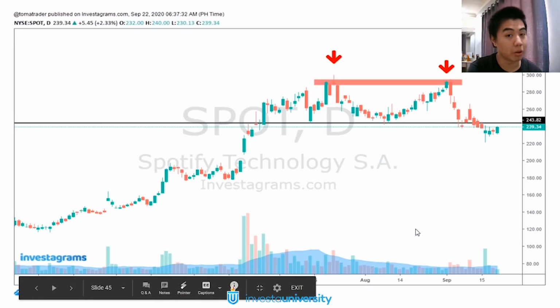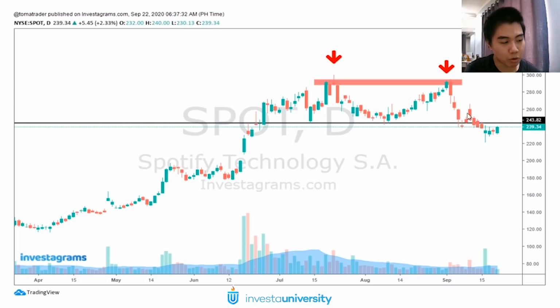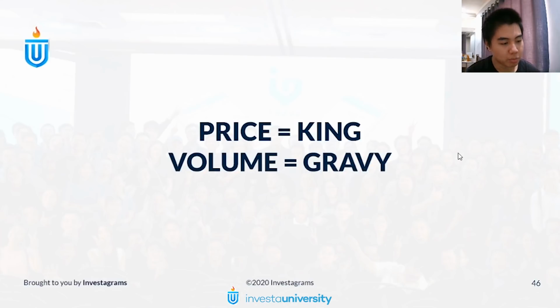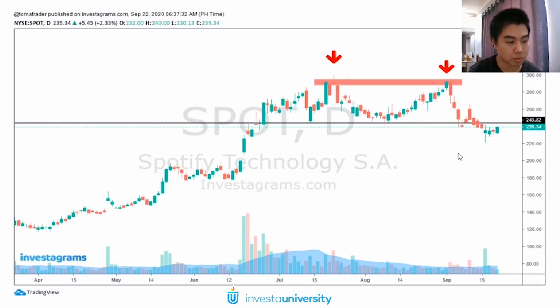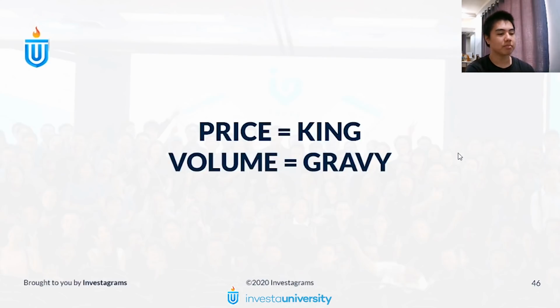Again, we have the double top, right? I added that. And then it broke below the neckline. Now, it looks like it's retesting. So, old support became new resistance. Then, potentially, Spotify might continue the down move. But we don't know yet.